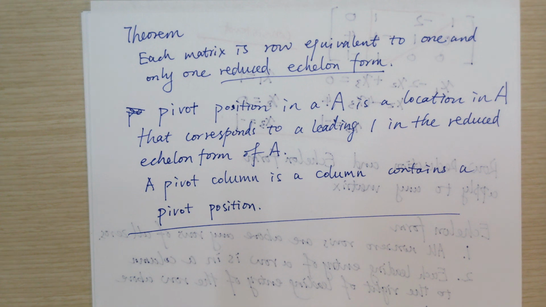Once you get the reduced echelon form, it is very easy to find the solution of that linear system.